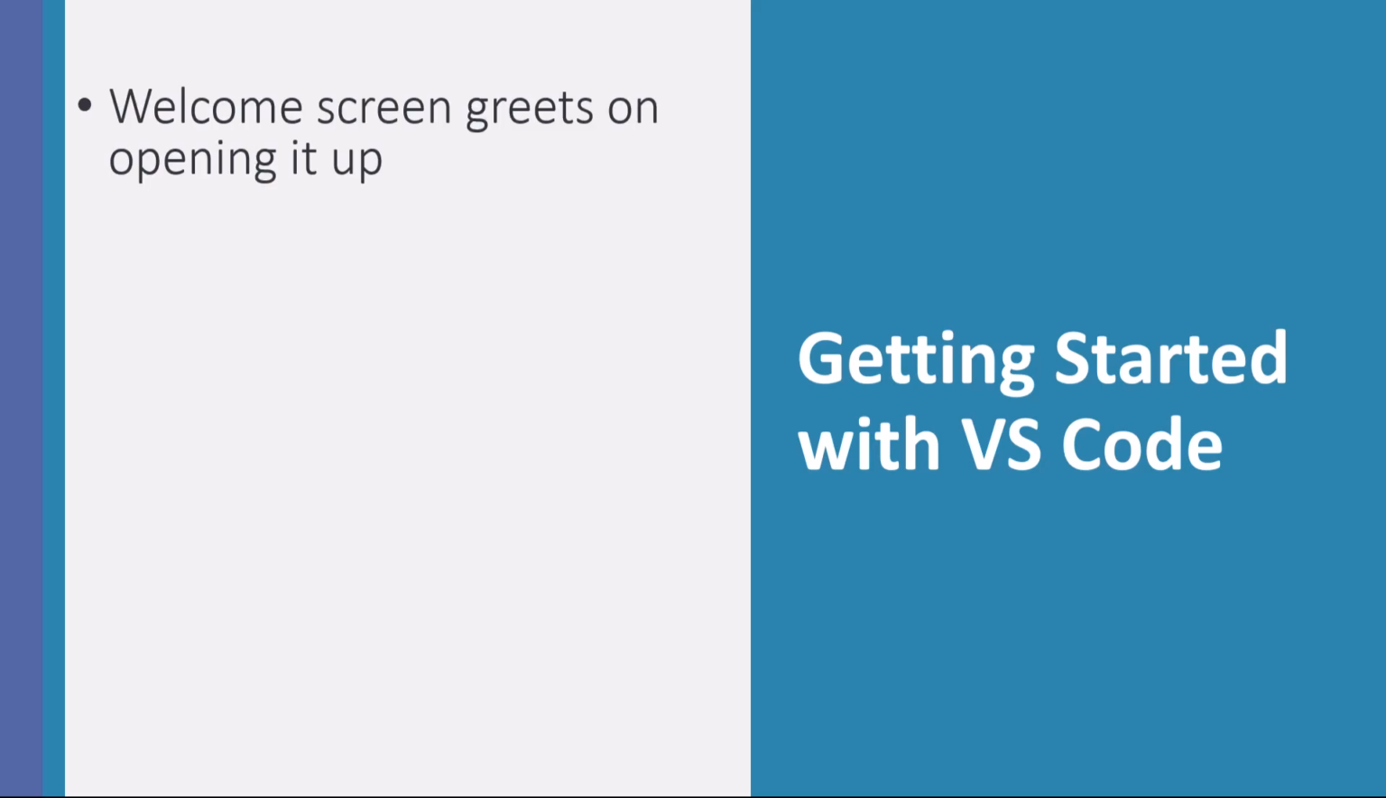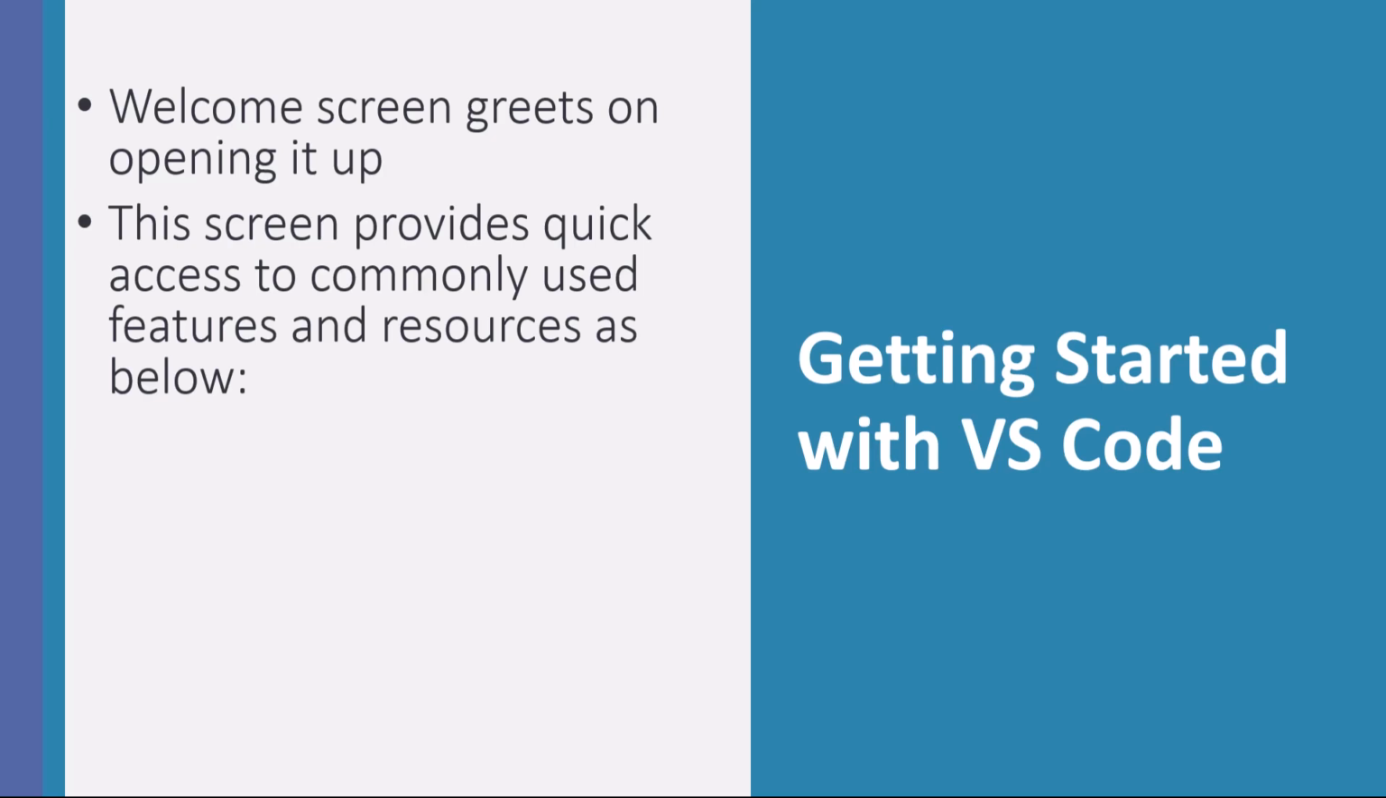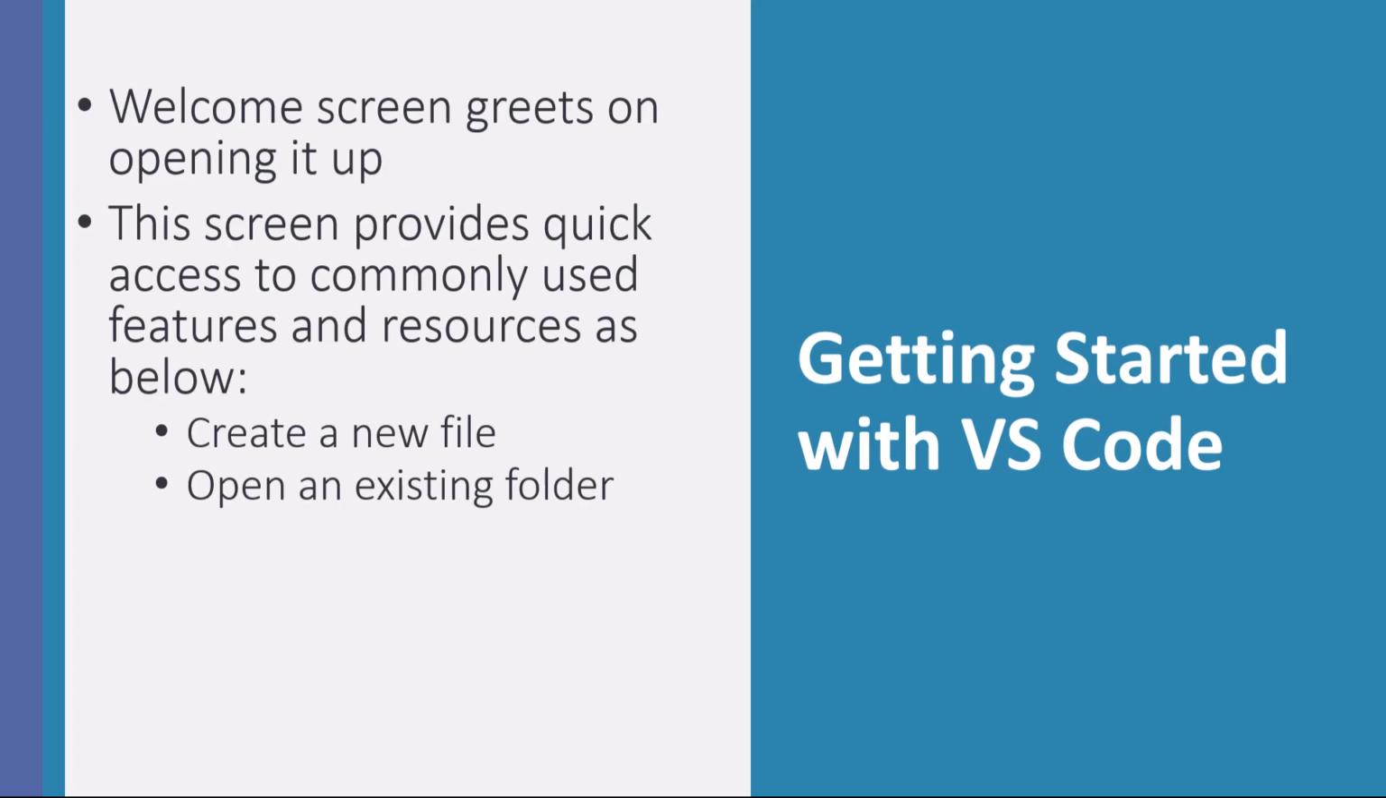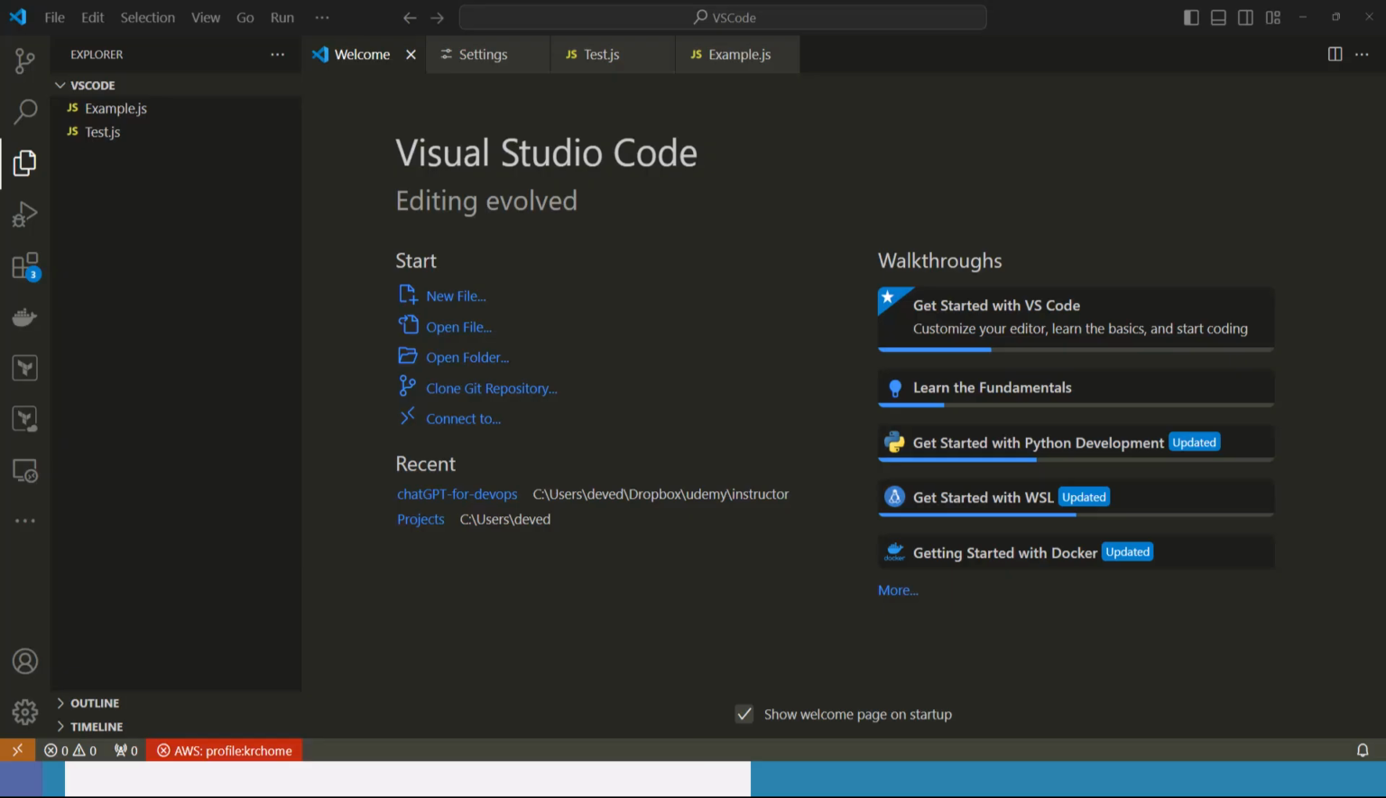So once you have Visual Studio Code installed, when you open it up, you will be greeted with a welcome screen that provides quick access to commonly used features and resources. Here you can create a new file, open an existing folder, or install extensions. Now let's have a live demo of the VS Code interface. Okay, so let me switch over to Visual Studio Code.